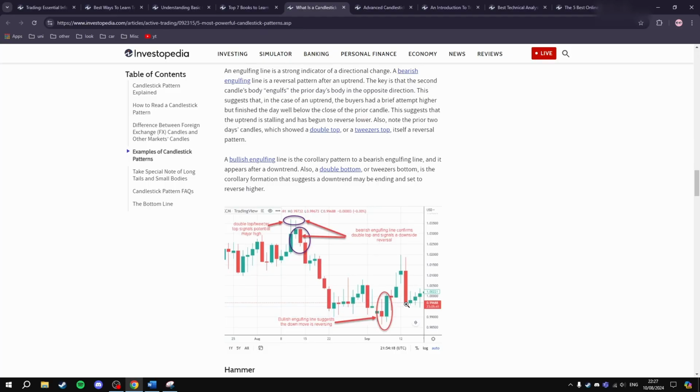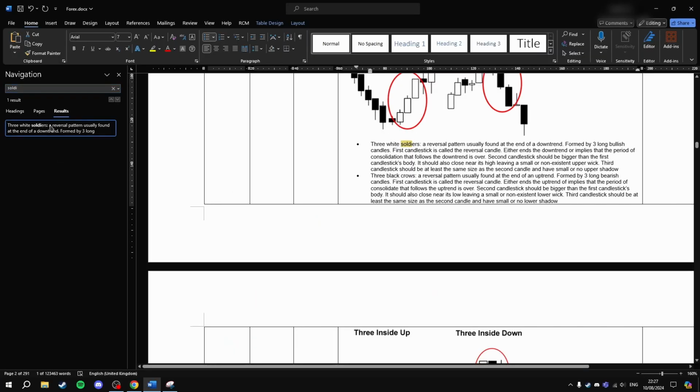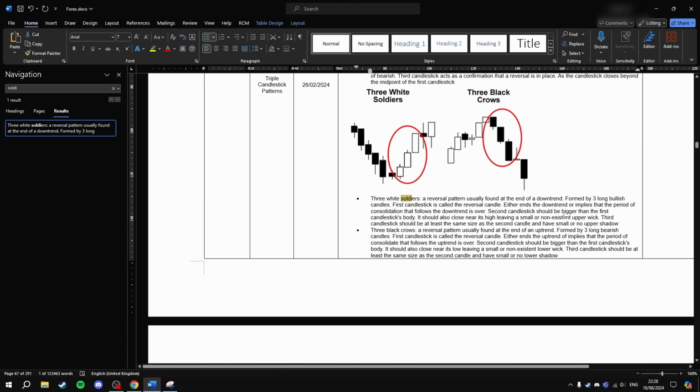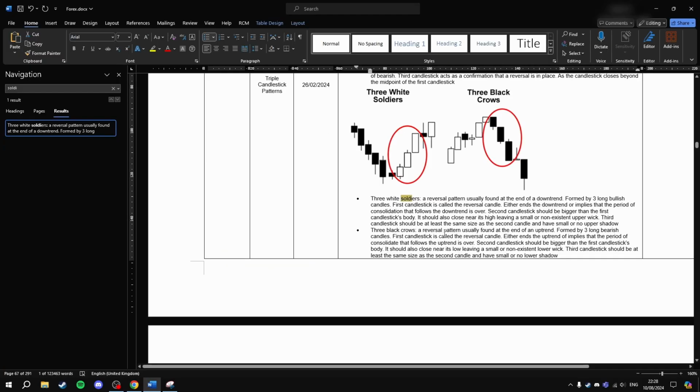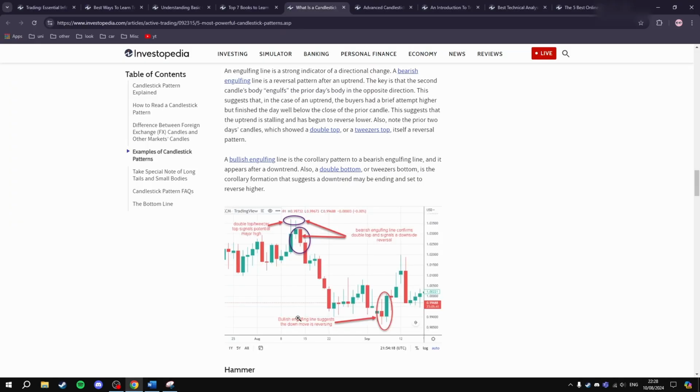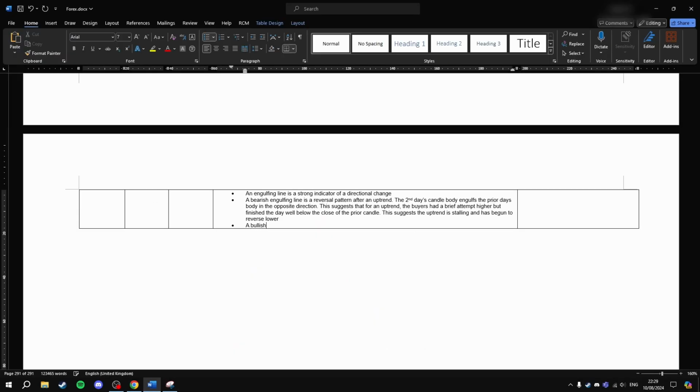But this pattern could be the three white soldiers. Here we go. Formed by 3 long bullish candles. Long, well, they're not exactly long. First candle's reverse candle either ends the downtrend or implies the period of consolidation that follows. Second candlestick should be bigger than the first candlestick's body. It should also come near its high, leaving a small or non-existent upper wick. I wouldn't say small or non-existent. Third candlestick should be at least the same size as the second candle and have small or no upper shadow. Nah.